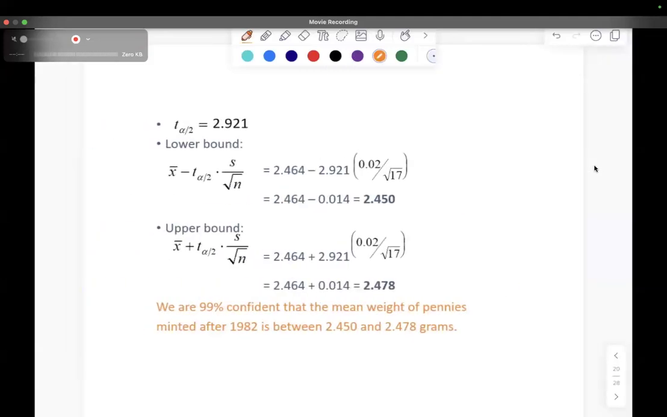All right. Here's the math with it all typed out pretty. It shows you all the things that I did here. So we are 99% confident the mean weight of pennies minted after 1982 is between 2.45 and 2.478 grams. Yes, we do have another one, and I'm going to show you the fancy calculator function. So you actually don't have to do these by hand.